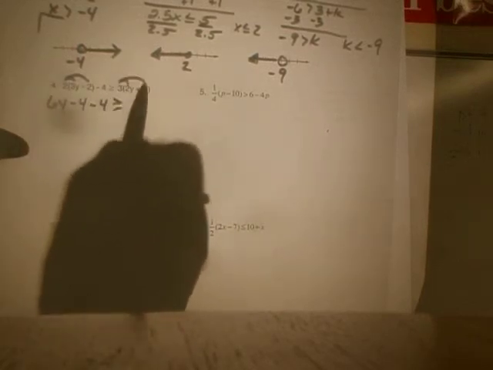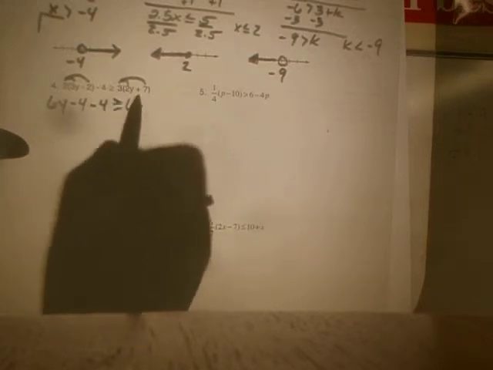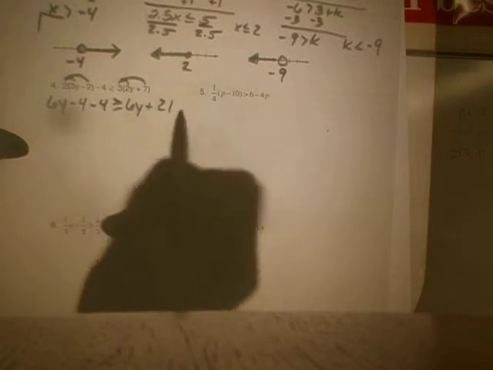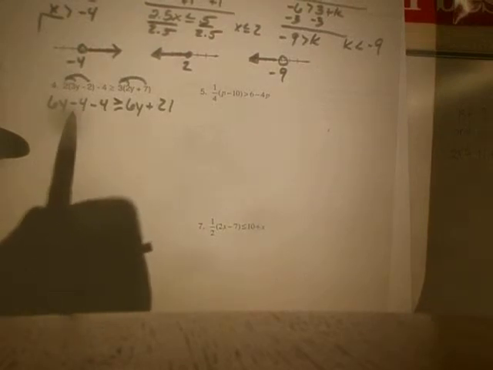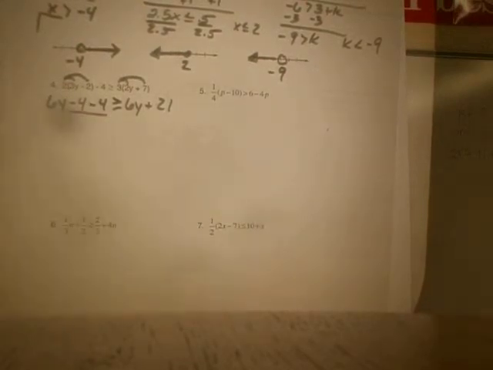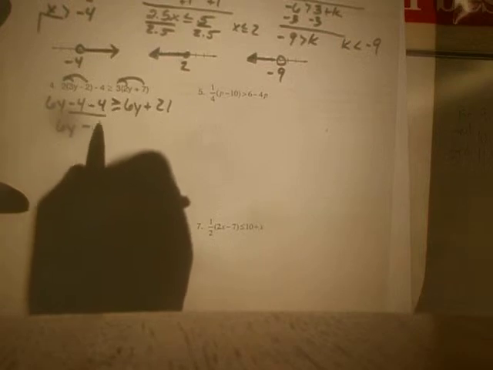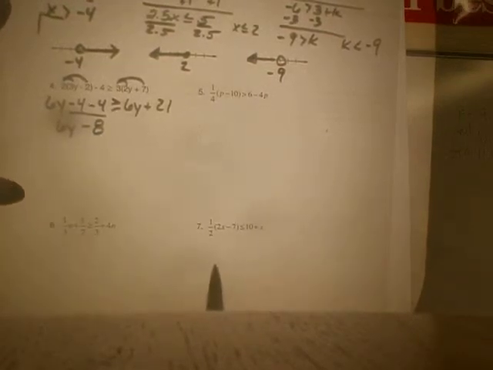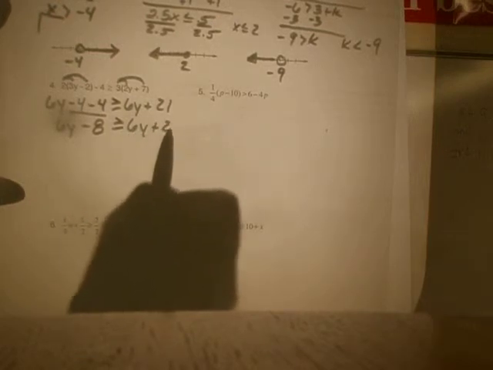And on the right hand side, 3 times 2y is 6y, and then 3 times 7 is 21. On this left-hand side, we need to combine these two numbers first. You have negative 4 and another negative 4. So you borrow $4 and then you borrow another $4. You are in the hole $8. 6y minus 8 is greater than or equal to 6y plus 21.